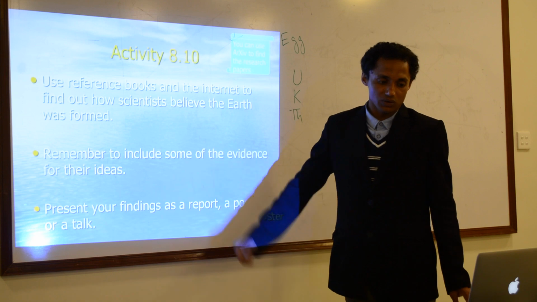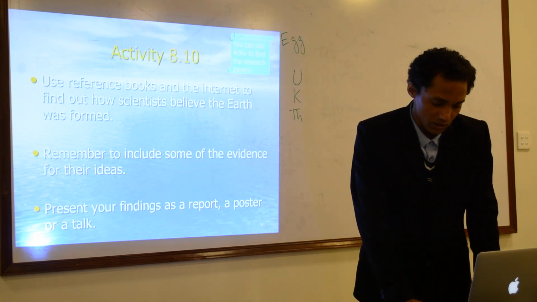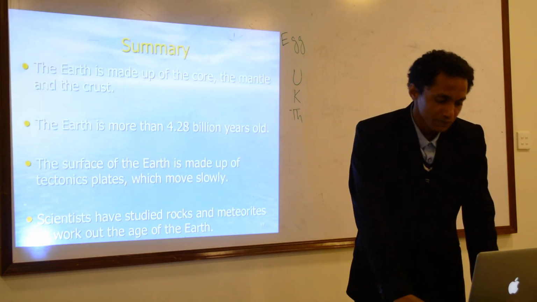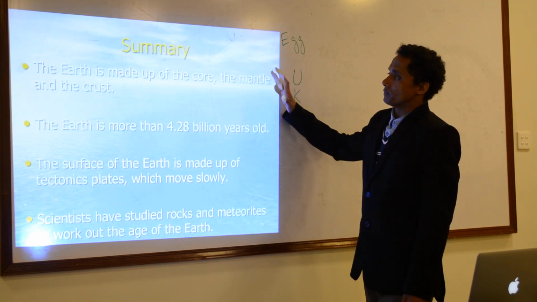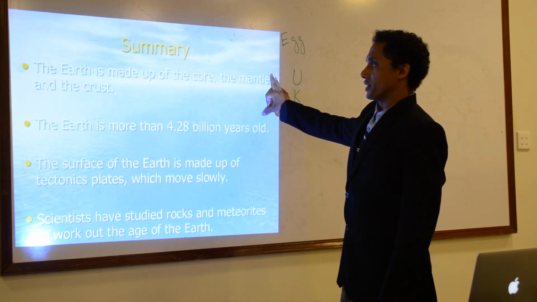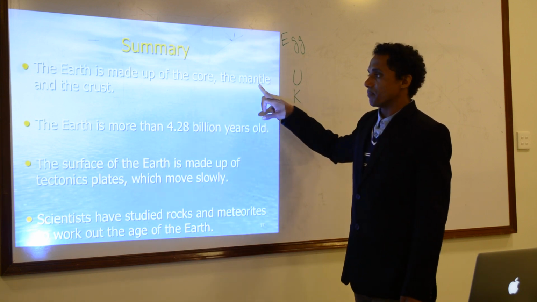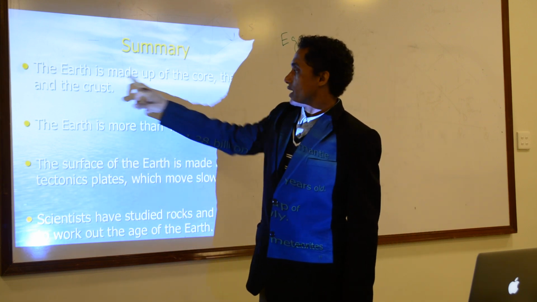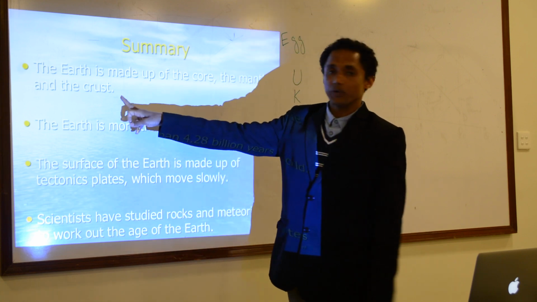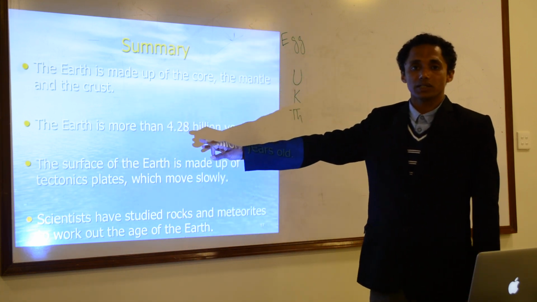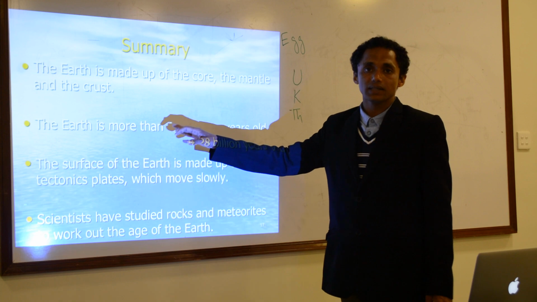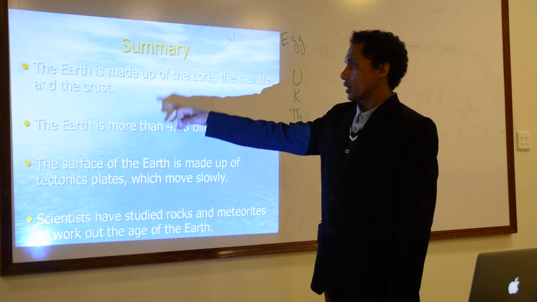Okay, then go to the final slide. Let's talk about the summary. The summary is very clear. The Earth is made up of the core, the mantle, and the crust. I think for each part we have understood their composition, their structure, their length, and all other stuff.